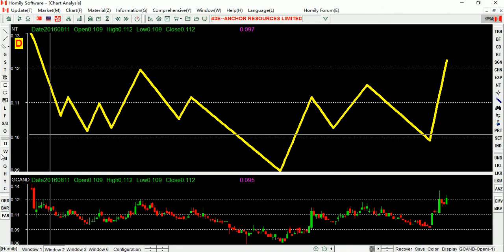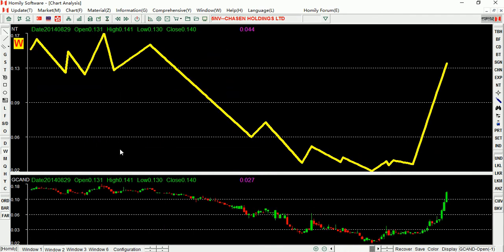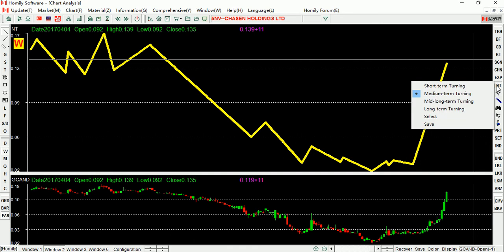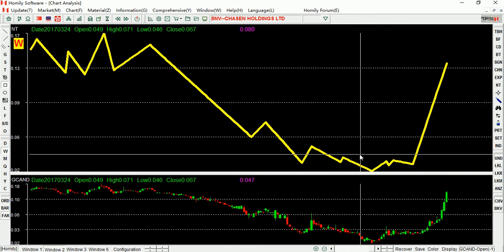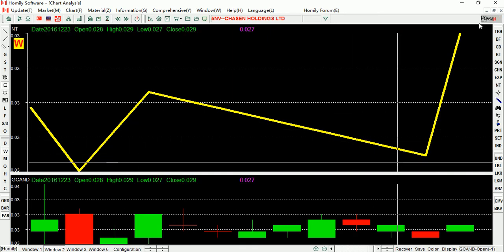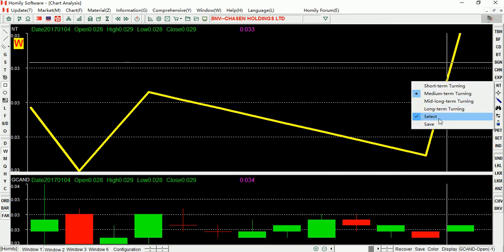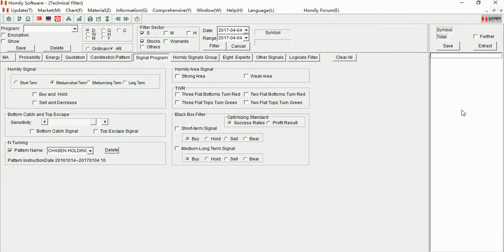So we find the weekly chart and find this stock. So I want to select some pattern like this. You should click NT, then click select. So maybe I want to select this area, or this one, uptrend or downtrend. I want to select the pattern like this, okay or not? Yes, then you just click NT, click save. Then after you click save, this will come out automatically. So we can check pattern name, tracing holding, okay? So this pattern instruction date, I select this date, then finish this one, okay? So do you know how to do that?